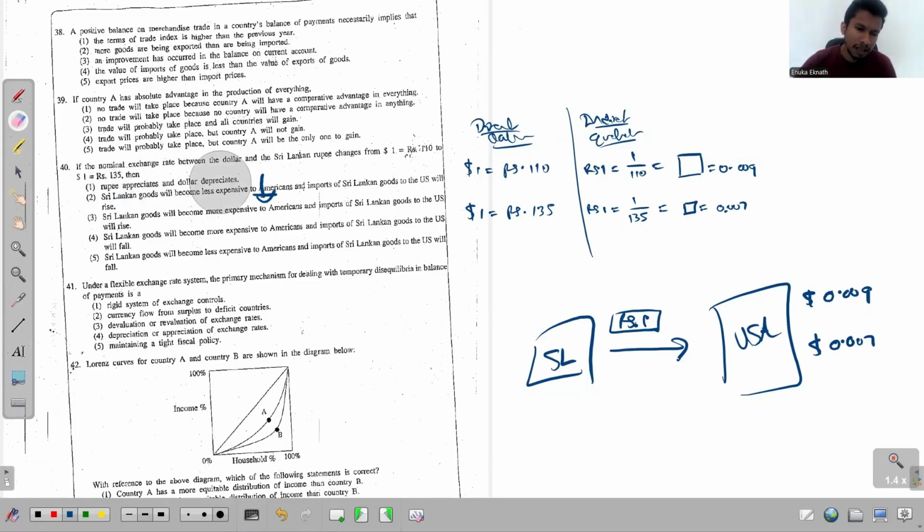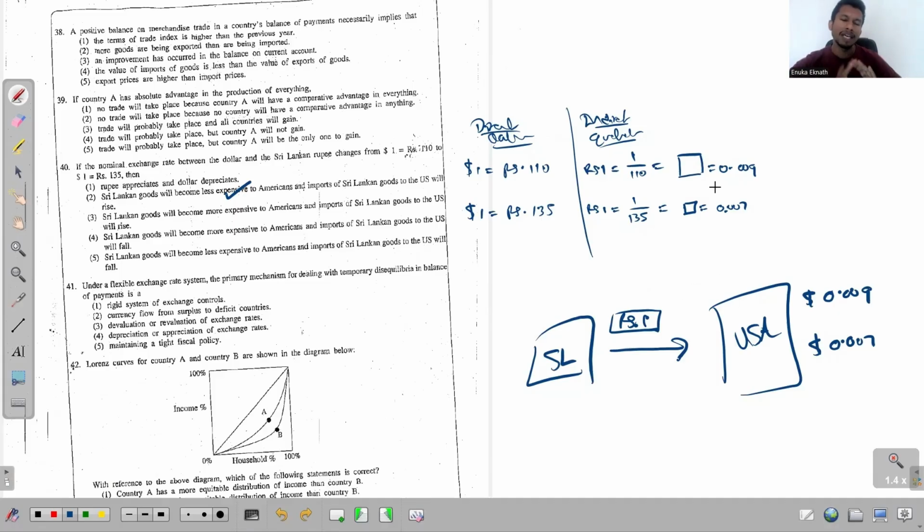Okay, so the first part is correct then. They become less expensive, right? And imports of Sri Lankan goods to US. Okay, anyway, the USA is importing from Sri Lanka. Yes, the imports to US will rise, because we have a competitive advantage now. Our products are relatively cheaper in America, so that we can export more.